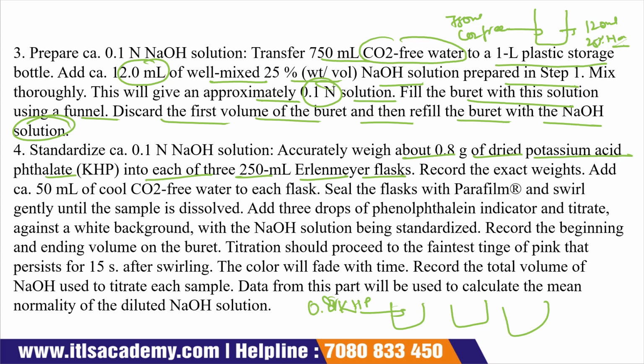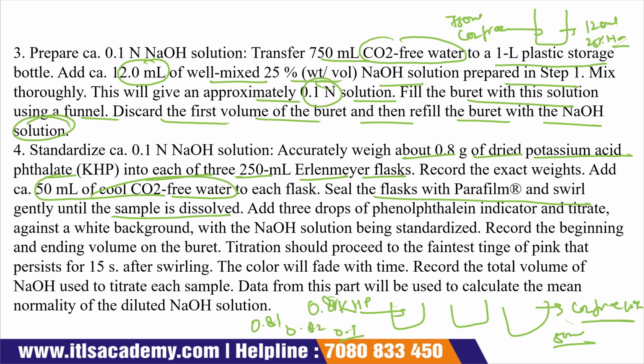Now you have to record the exact weight. Suppose that the weight may be 0.81, 0.82, sometimes it is 0.9. So you have to record the exact weight, and after that you have to add 50 ml of CO2 free water. Now seal the flask with paraffin and swirl gently until the sample is dissolved.